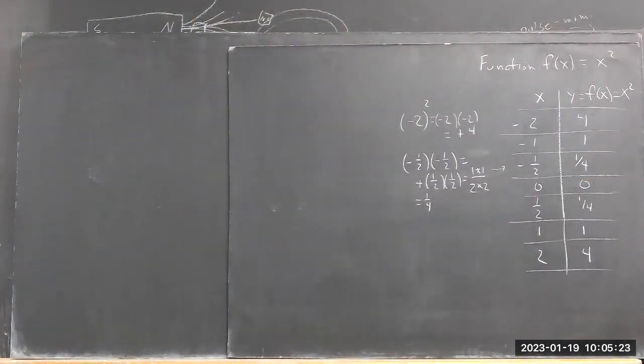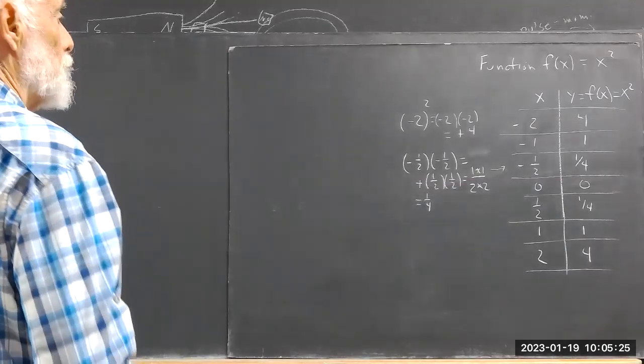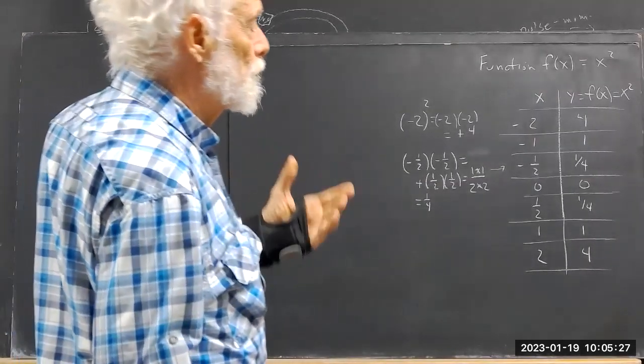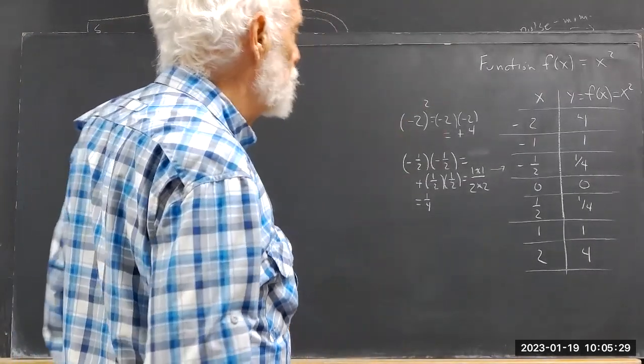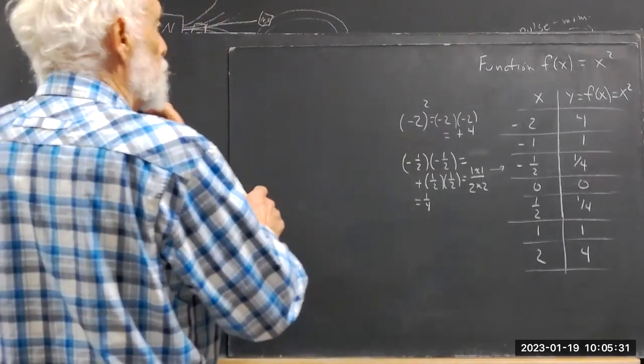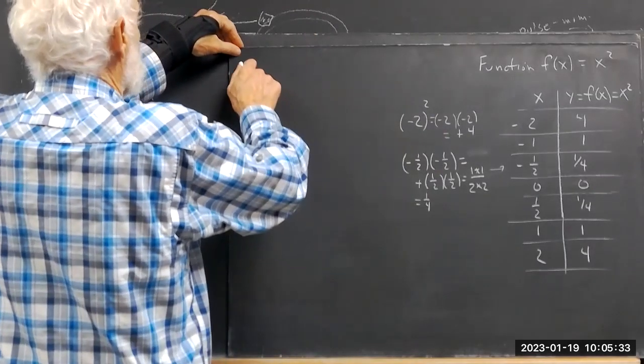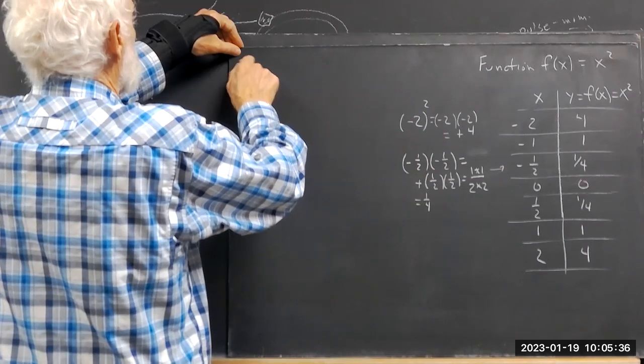Now, this is maybe the most important or the easiest to understand basic function. This is called the basic squaring function, or the toolkit.